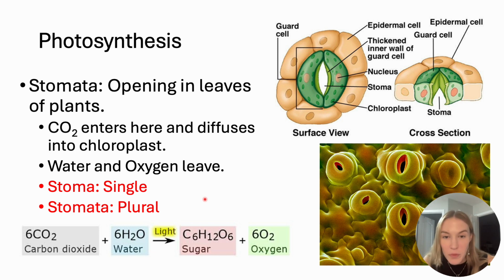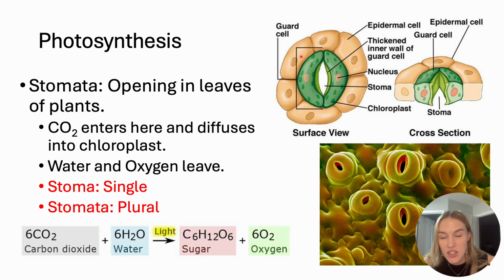And these openings are called stomata. So stomata are going to be these openings that will open and close because of these guard cells. And when they open, CO2 is able to enter. Unfortunately, that also means that water and oxygen leave. Now, oxygen leaving isn't a huge deal.